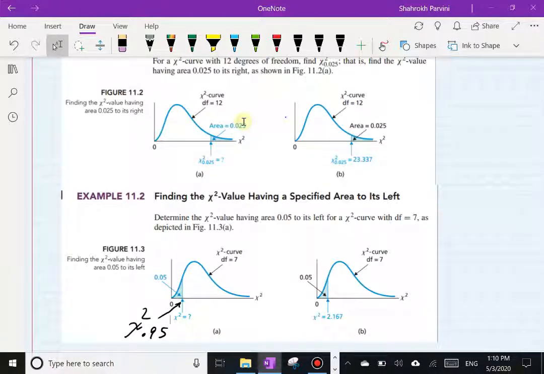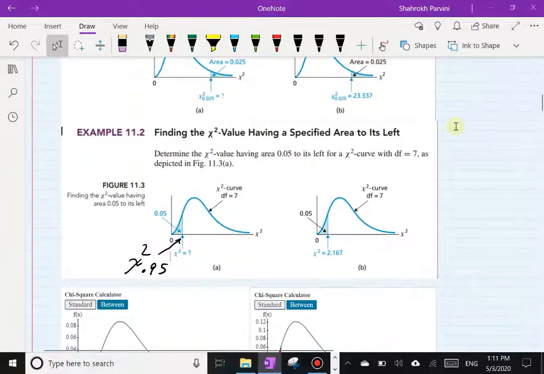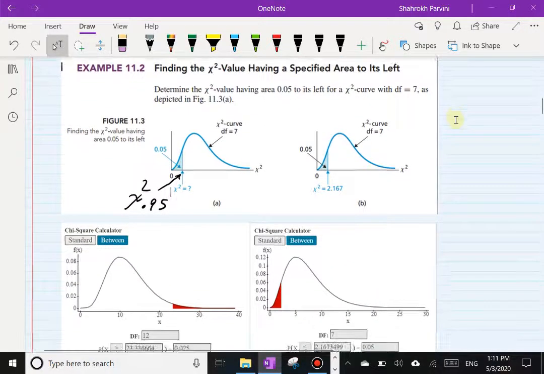Okay, so let's see the numbers that we have. Again, I'm going to make a note of these because when we go to StatCrunch, I'm going to have to remember them. The degrees of freedom for example 2 is 7, and the area to the left is 0.5. Okay, we'll do that in a minute, but I've already done it. I just want to show you what the StatCrunch work looks like.